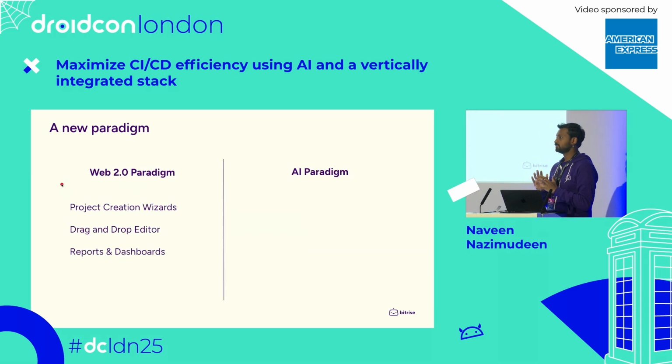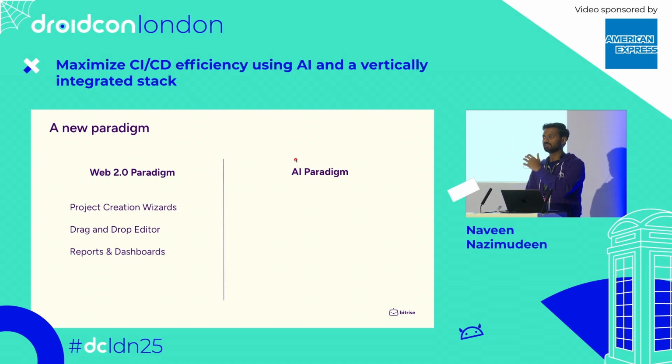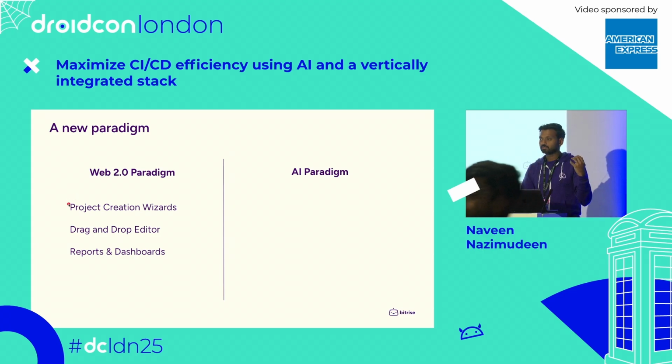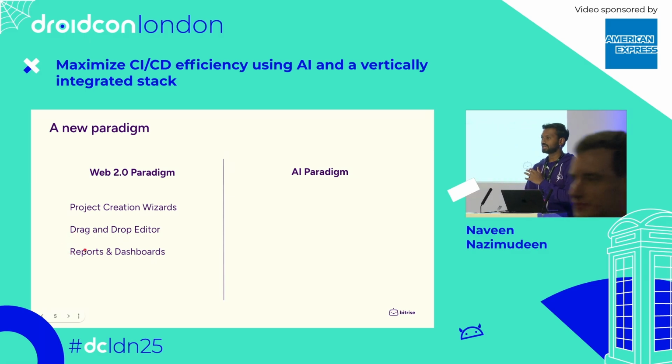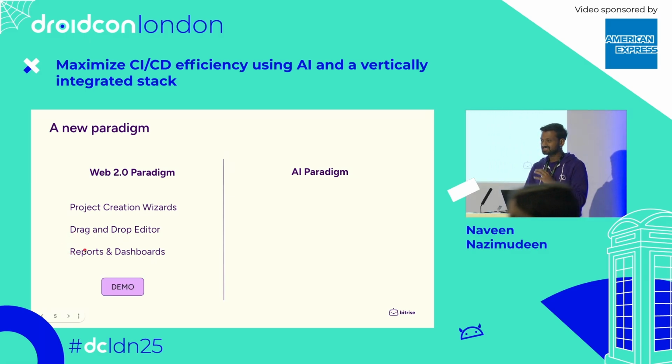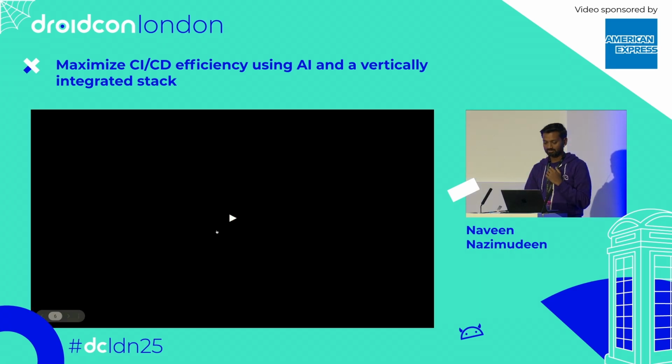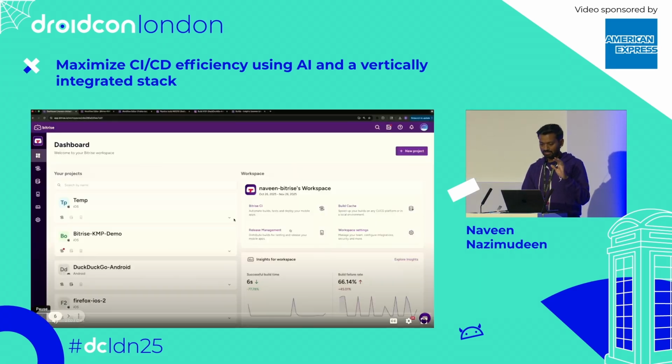We are seeing an emergence of a new AI paradigm. Currently, what we are using and what we are familiar with is what I call the Web 2.0 paradigm, which has got the project creation wizards, drag and drop editor, reports, and dashboards. Let's take a quick look at what these look like currently in Bitrise, which I'm familiar with, and other CI/CD platforms, you would also see something similar like that. So let's take a look at this.